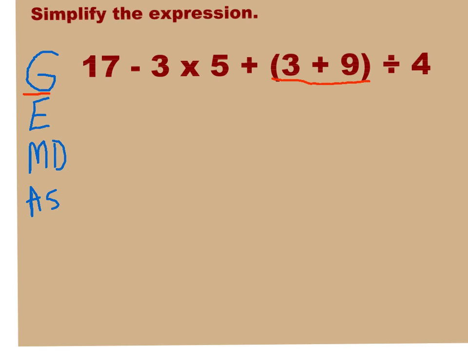Hopefully you underlined this, and that's what we're going to do first. So bring everything else down. Bring down the 17, the minus 3 times 5, plus, and then now you can simplify the parentheses. 9 plus 3 is 12, plus 12, and then bring down the divided by 4.